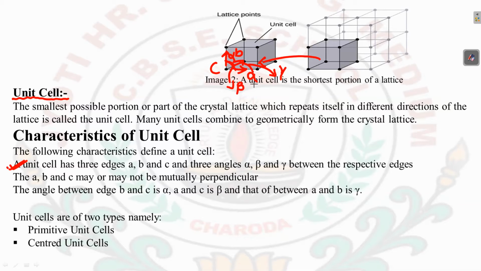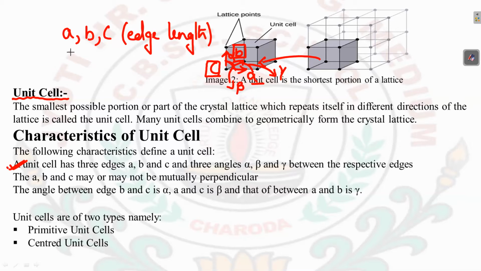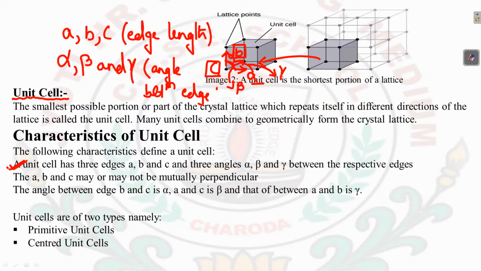So what are they? First, the edge distances or the edge length, which is denoted by A, B, and C. Now the angle between these edges, that is alpha, beta, and gamma. So the parameters by which we can define them are A, B, C, which are the edge length of the unit cell, and alpha, beta, and gamma, which are the angle between edges.